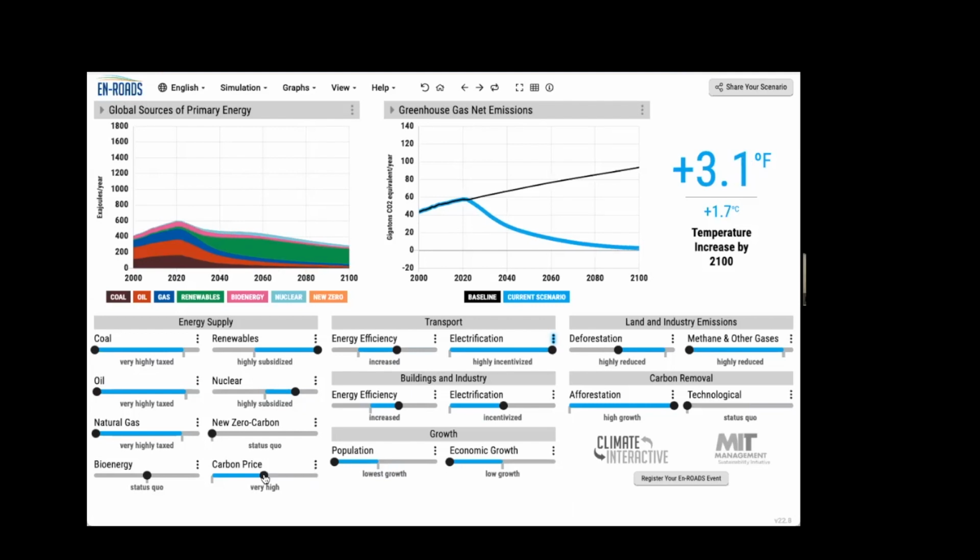The one thing that we haven't tried so far, well, two actually, is technological solutions, and then carbon removal, and then bioenergy.